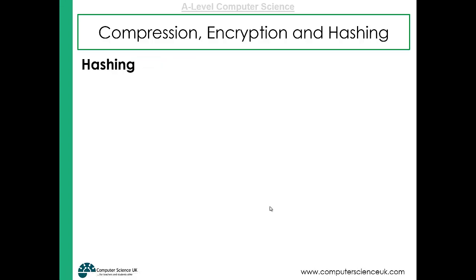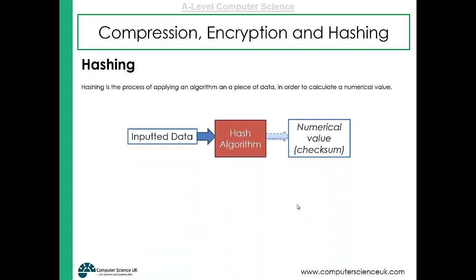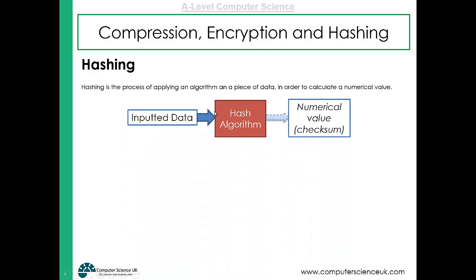Okay, hashing, another way to make sure that things are secure on networks or data being exchanged is secure. So hashing is the process of applying an algorithm on a piece of data in order to calculate a numerical value. So data is inputted, the hash algorithm will then get to work on that data and produce a numerical value. Okay, so there's nothing overly complicated about this. Don't overcomplicate it. Data goes to the hashing algorithm. The hashing algorithm looks at the data and produces a value from it.